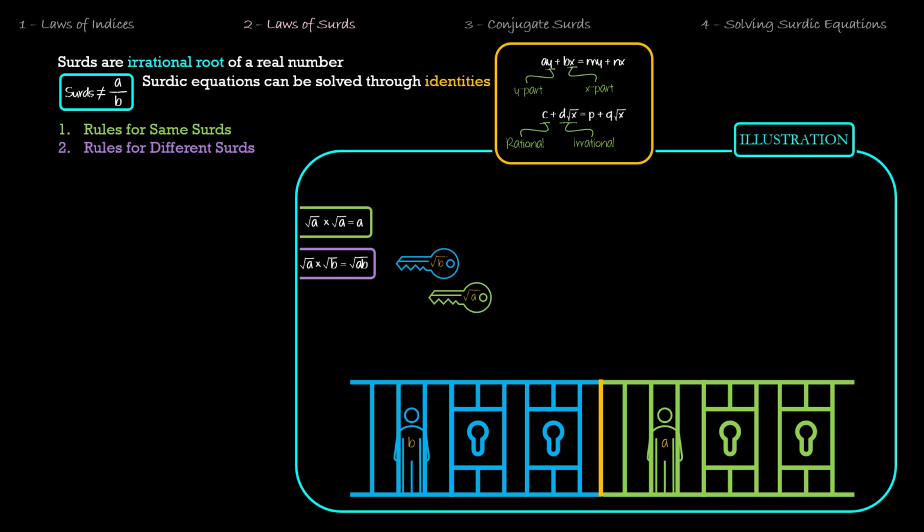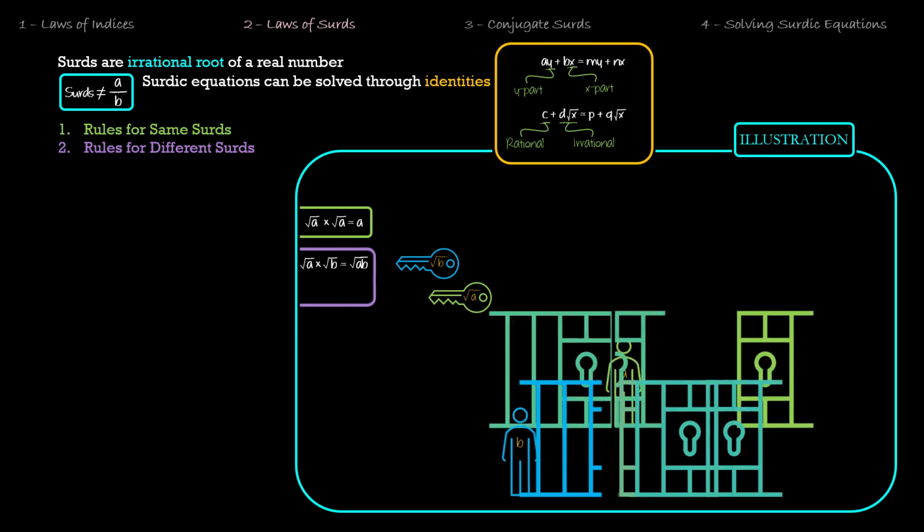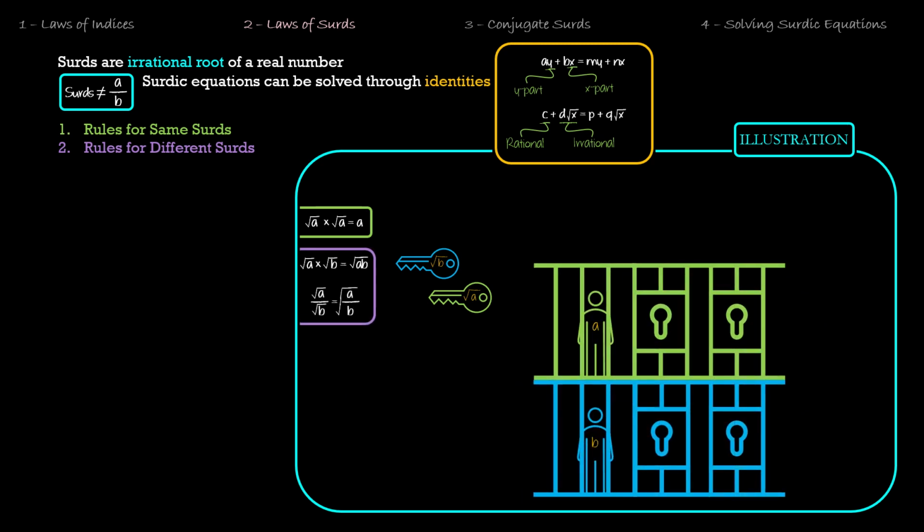And since both A and B are in the same prison, they can be placed together, therefore square root of AB. This is similar to the quotient law, except you can imagine them as being on different floors of the prison house.